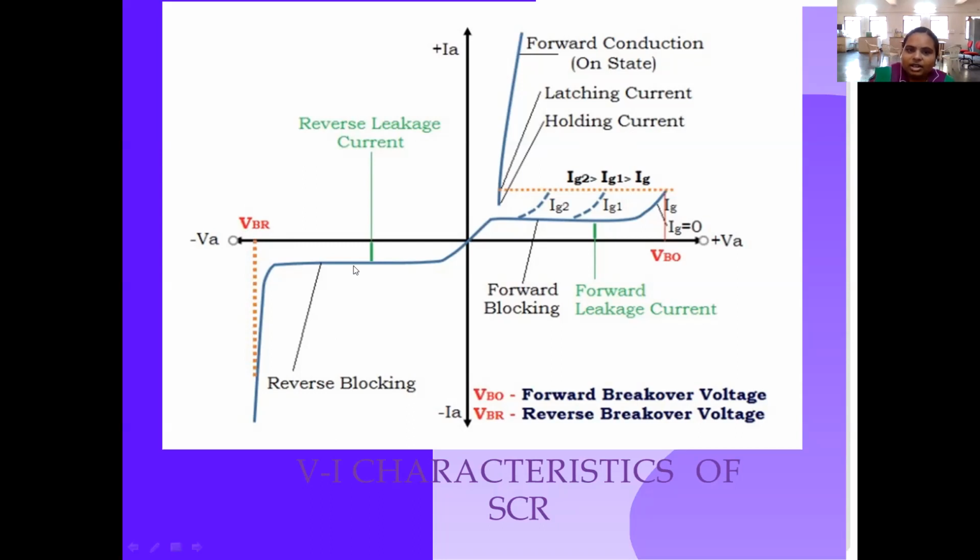Reverse leakage current, this is what we call the reverse voltage current. When the supply is given in a reverse way, meaning the anode negative and the cathode positive, it will give reverse blocking. That's what reverse blocking is.